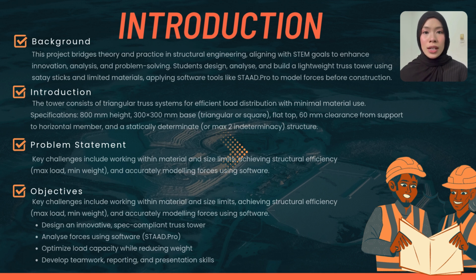We designed and built a lightweight truss tower using statics, with software like StaadPro helping us model and analyze the forces before actual construction. Our truss tower uses a triangular configuration to distribute load efficiently while minimizing material use. The specifications were 800 mm high, 300 by 300 mm base, 60 mm clearance from support to horizontal members, and a statically indeterminate structure. We faced challenges such as working within strict material limits, meeting sizes and dimensions, and ensuring the tower could support high load at minimum height.